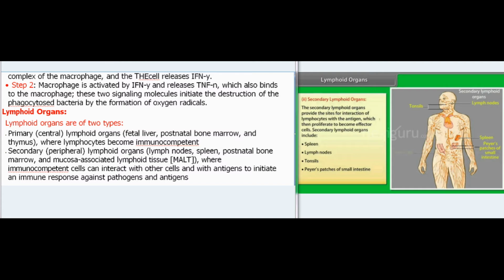Lymphoid organs. Lymphoid organs are of 2 types. Primary, central, lymphoid organs are the fetal liver, postnatal bone marrow, and thymus, where lymphocytes become immunocompetent.